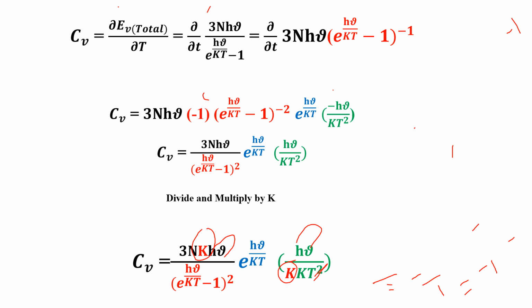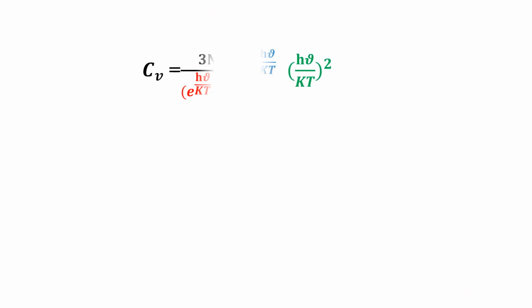So all we are having h nu by kt the whole square, and h nu is also there twice, k is also twice, t is also twice. So you can write it as such h nu by kt the whole square, which is written in the next slide. So you can see h nu by kt the whole square.